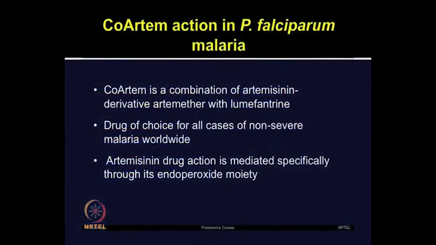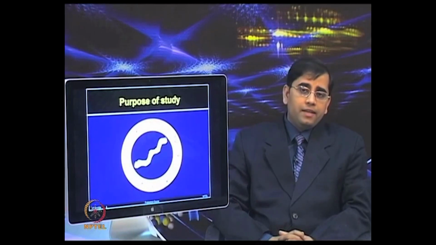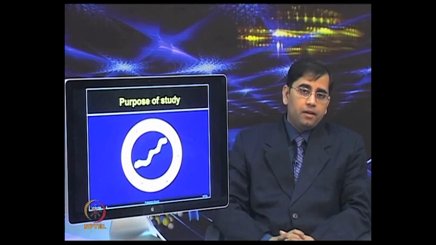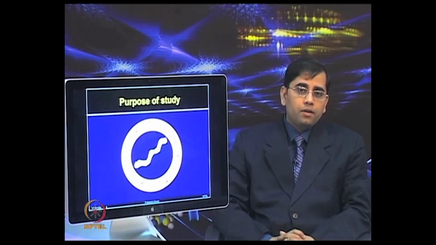These drugs are applied as the drug of choice for all cases of non-severe malaria worldwide. The artemisinin drug action is mediated specifically through its endoperoxide moiety. However, the more detailed mechanism of action of these drugs is still unknown. So, the purpose of this study was to investigate the action of the two active components of the new antimalarial Coartem, artemether and lumefantrine, on the human malaria parasite Plasmodium falciparum.